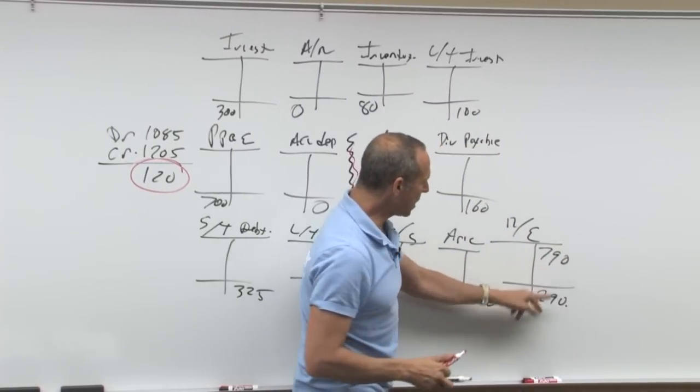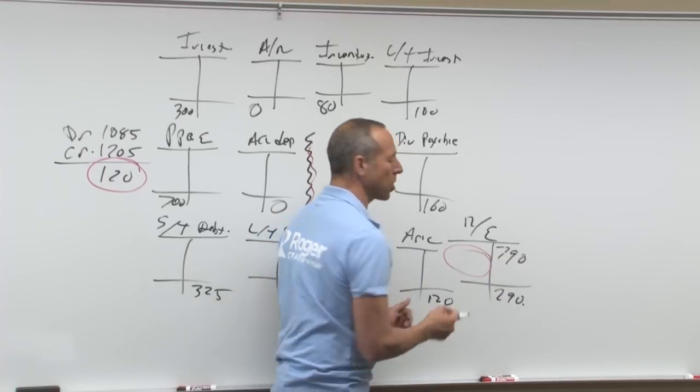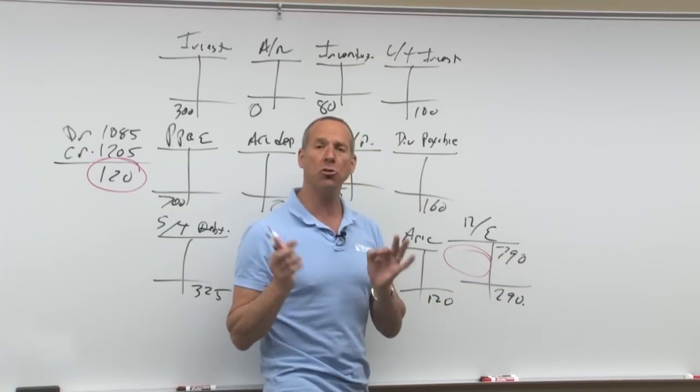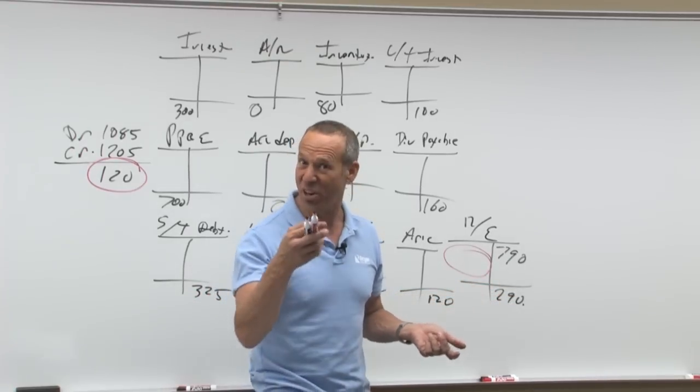Now look, I'm going to need $290, but I've got 790. Chances are I'm going to need a $500 debit. Why would you debit retained earnings? When you declare a dividend. We'll figure that out later.